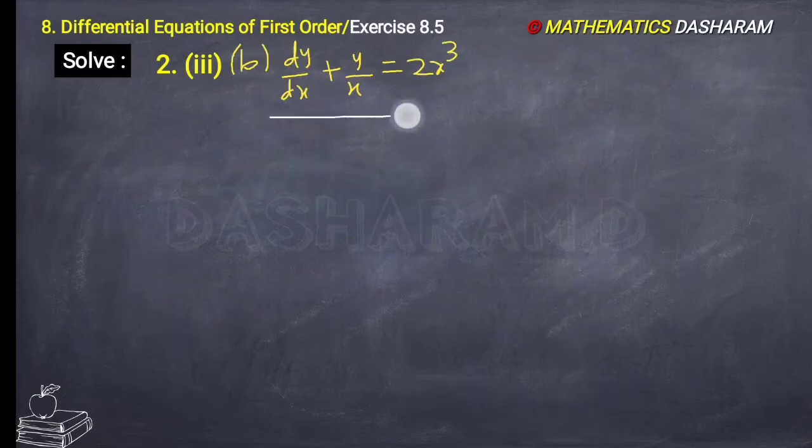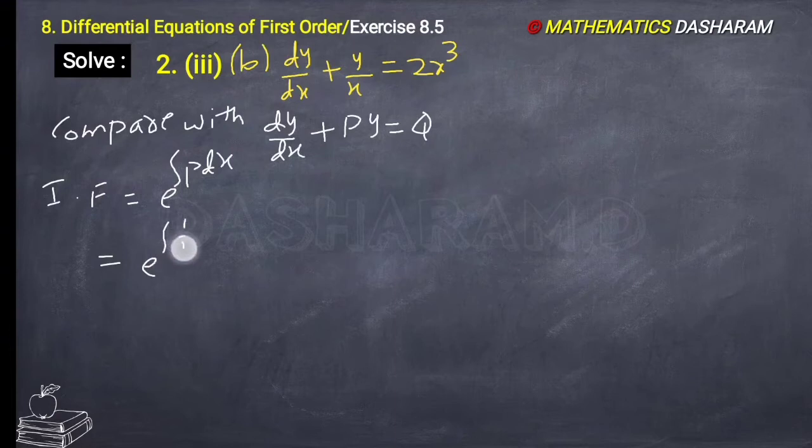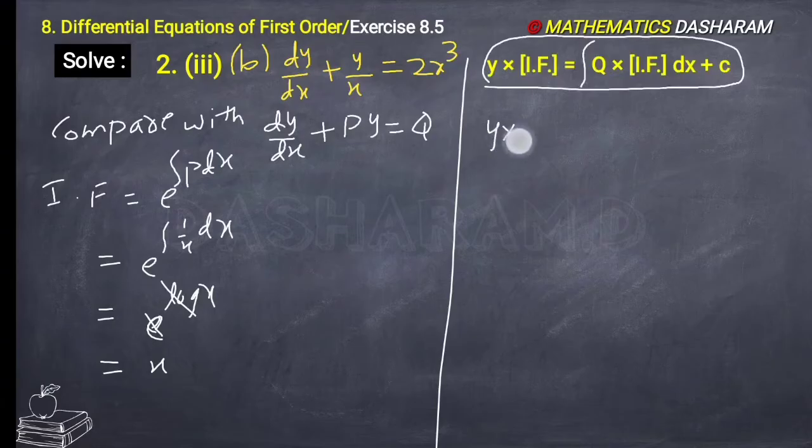Next question: dy/dx + y/x = 2x cube. Compare with the standard form and find the integrating factor, e to the power of integration of p dx. So e to the power of integration, where the p value is 1/x dx, so it equals e to the power of log x. Then the e and log cancel, and it equals x. Next, to find the solution, here is the formula: y into integrating factor x equals integration of q, that is 2x cube into x dx, plus c.